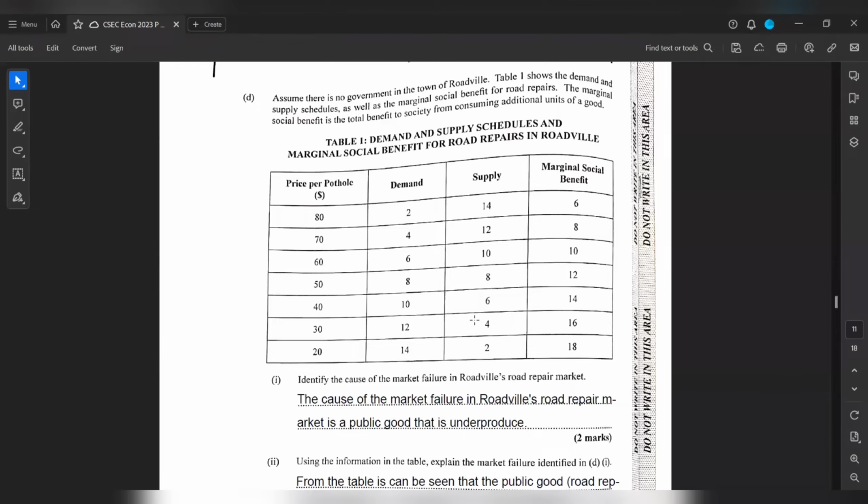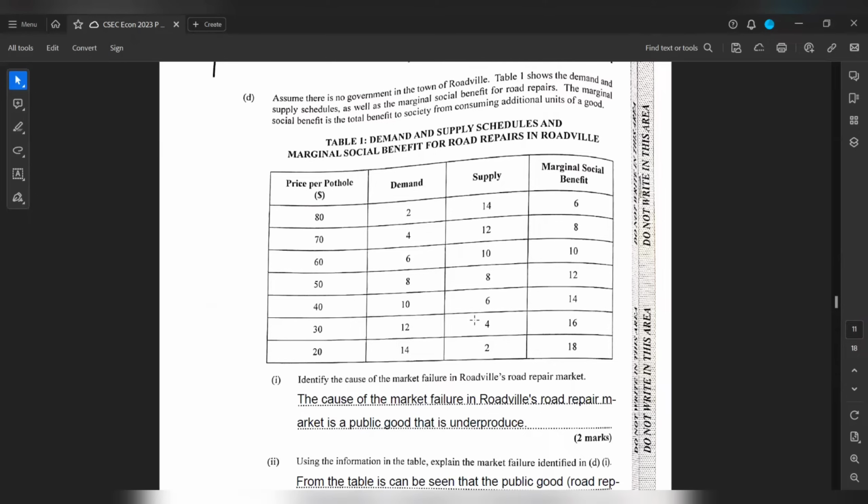Part D, assume there is no government in Tongue of Road Valley. Table 1 shows the demand and supply schedule as well as the marginal social benefit for road repairs. The marginal social benefit is the total benefit to society from consuming additional units of a good. Identify the cause of market failure in Road Valley's road repair market. The cause of market failure in the road repair market is a public good that is underproduced.